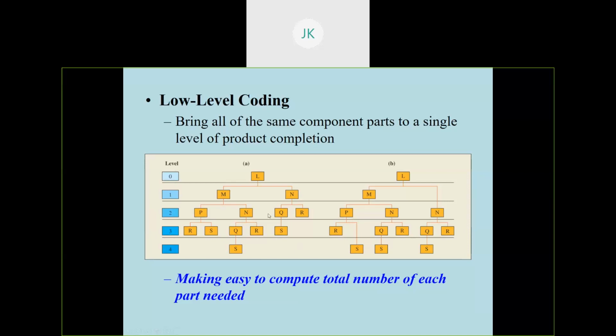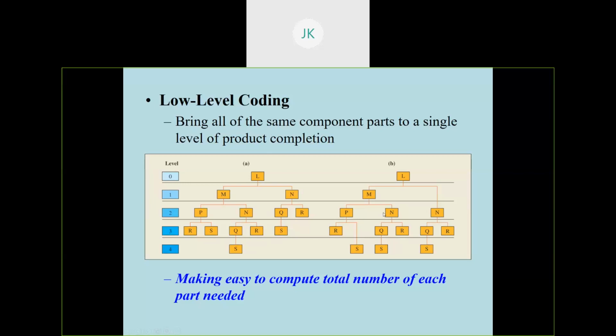Before using this low-level coding rule, the same part, like part S, could be here and here and here. Same part on different levels or tiers, like S here, third level, and then fourth level or tier. So sometimes if we use this BOM, it's a miscalculation of how many part S we need and so on. So bring all of the same component on the same level like this.